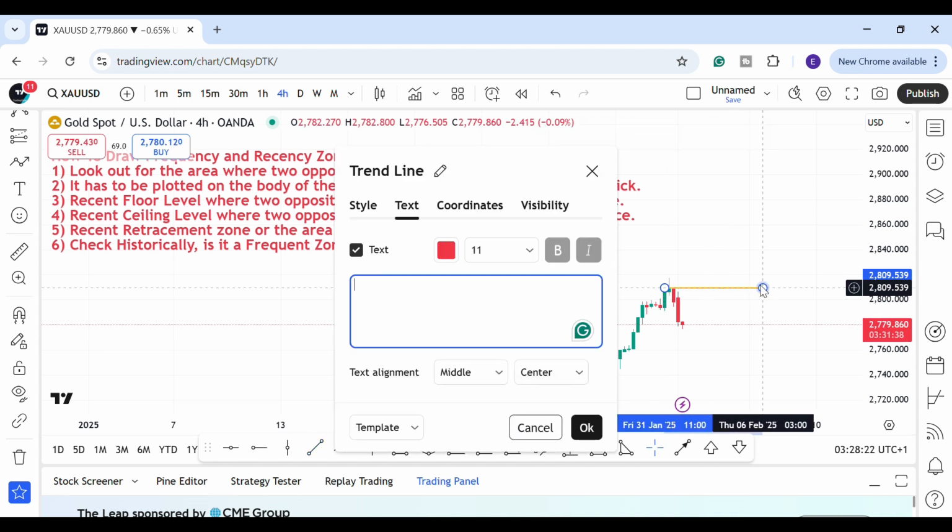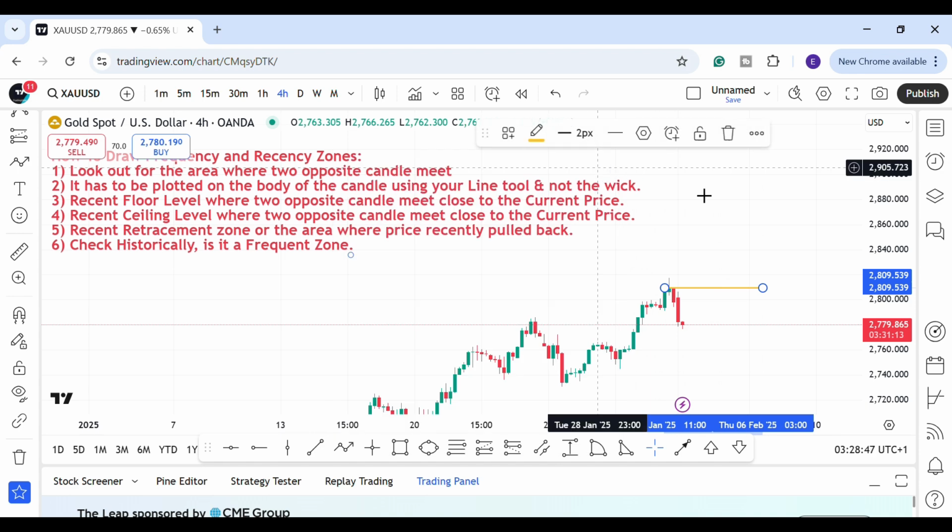And it is good to always label it so that you will be able to differentiate each zone. And on the support and resistance, it is good to use different colors so that you'll be able to differentiate them. So for me, I want to label this. It's just an easy way. Let me teach you how to label it the easy way.